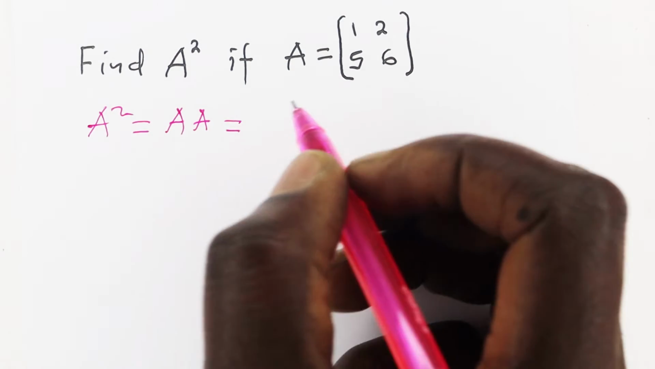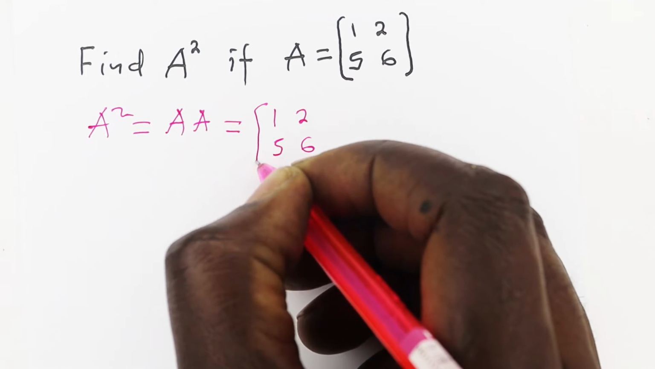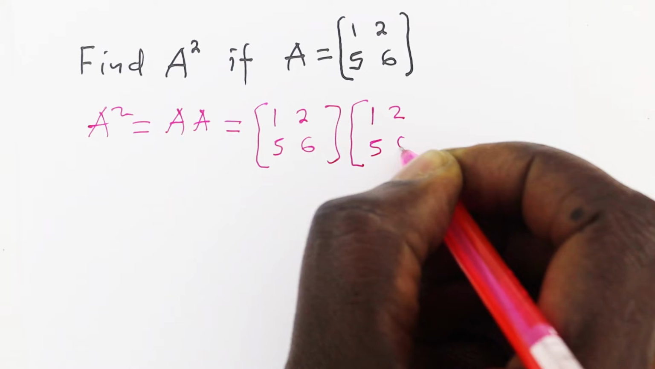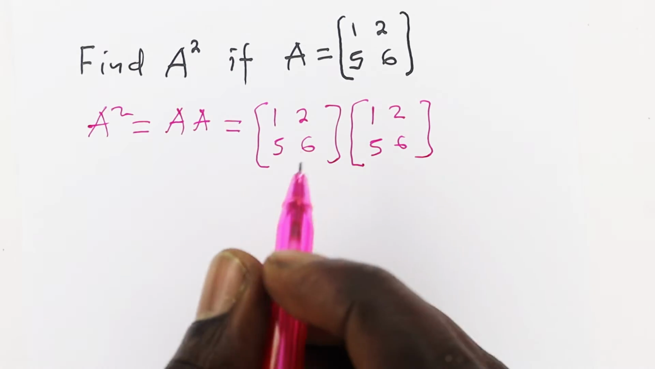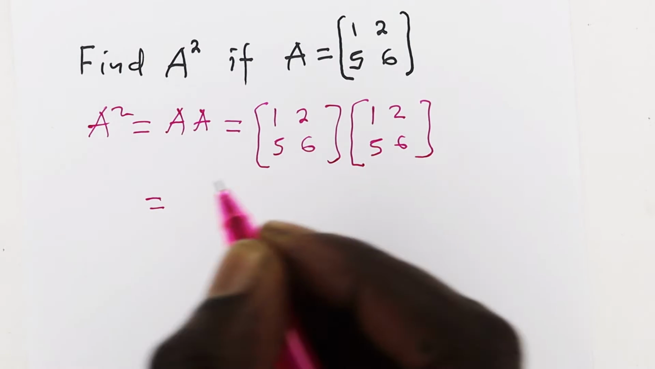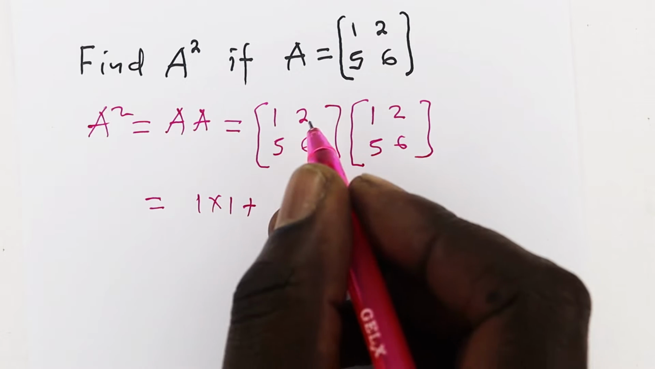So we're going to have AA is going to be [1, 2; 5, 6] times [1, 2; 5, 6]. So let us perform this multiplication. So we're going to have 1 times 1 plus 2 times 5.